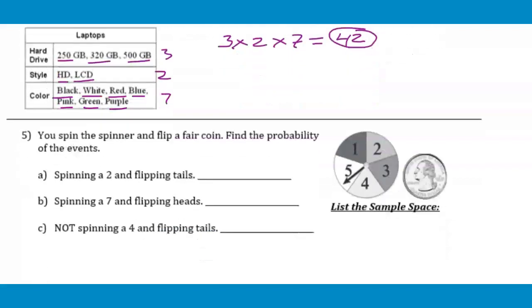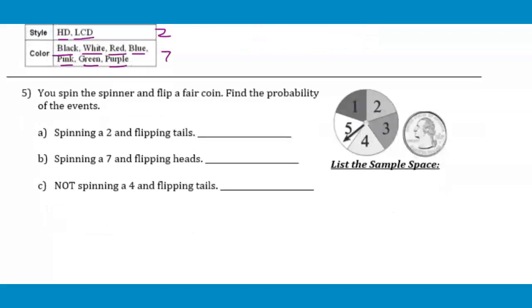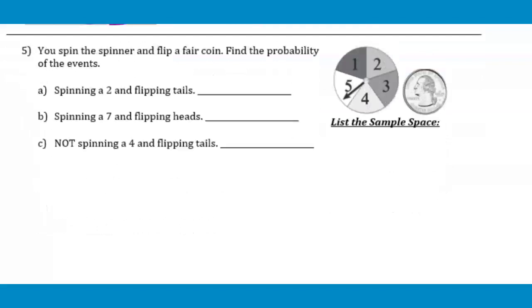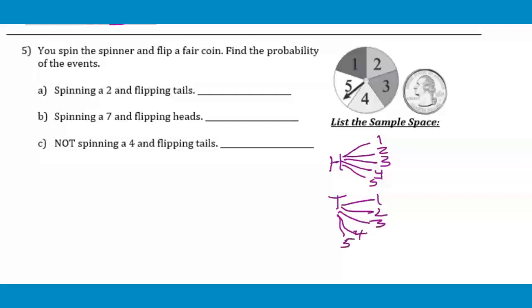All right, you spin the spinner and flip a fair coin. Find the probabilities of the events. So I can list out the sample space. My sample space would be if I make a heads on the coin or tails on the coin, and then off of that, I'm going to flare out all the possible outcomes for the spinner. There's 5 things on the spinner, and I could do this here as well for the tails. 1, 2, 3, 4, 5.